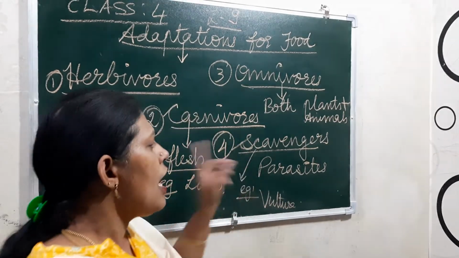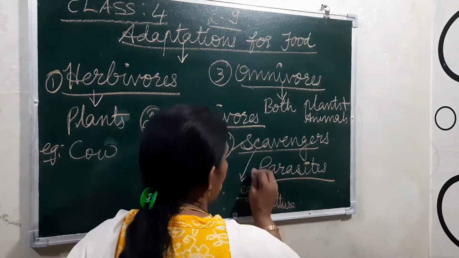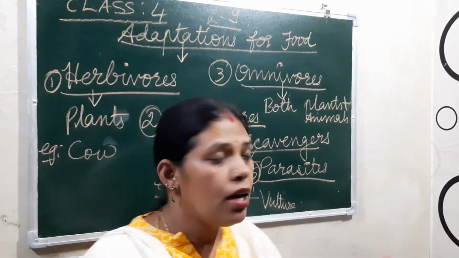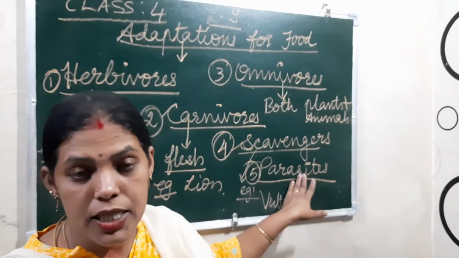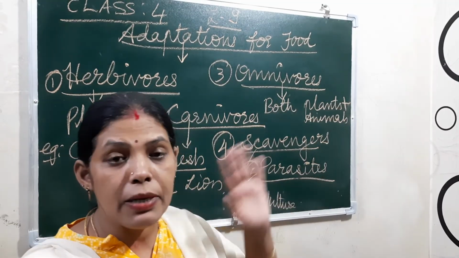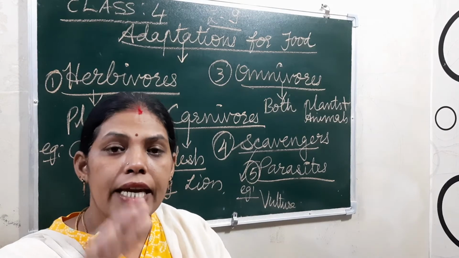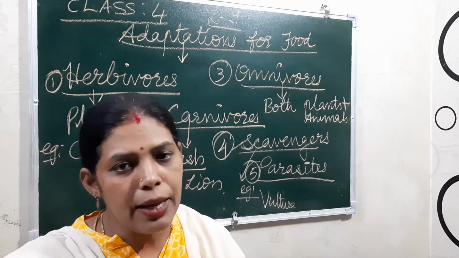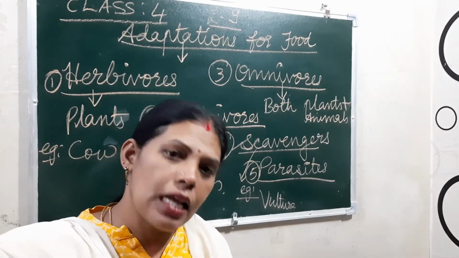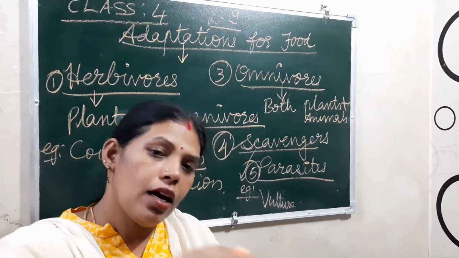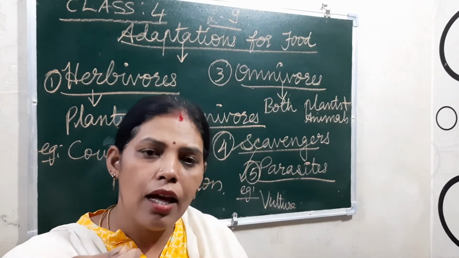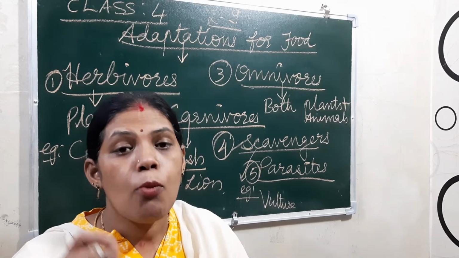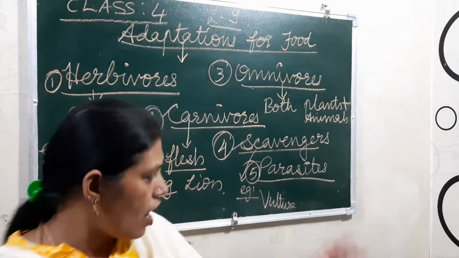Okay. And now the parasites, the last one, the fifth category. Parasites are also living organisms, but they actually live in or on the body of other animals. They live on other bodies, and they suck the blood or draw the food or nutrients from the body where they live. Understood? They are the parasites.